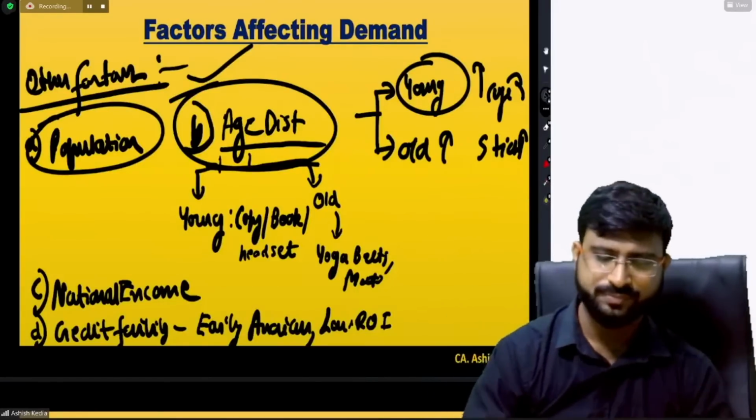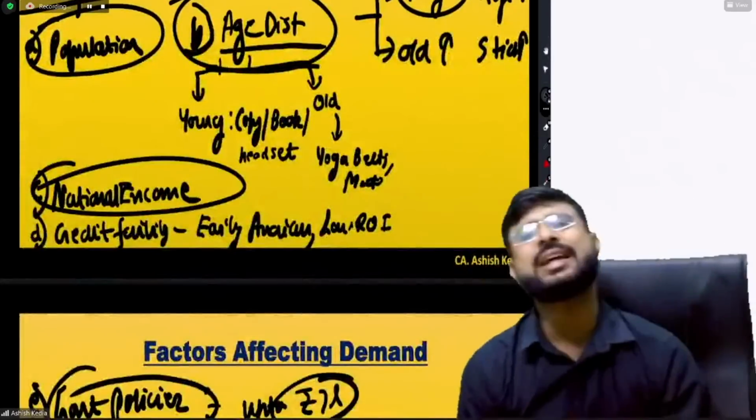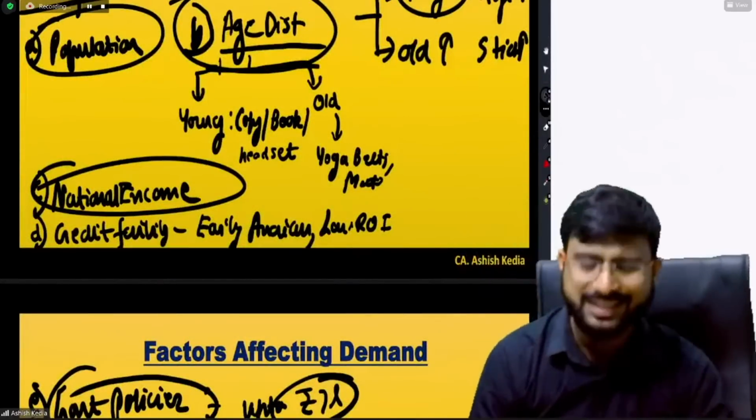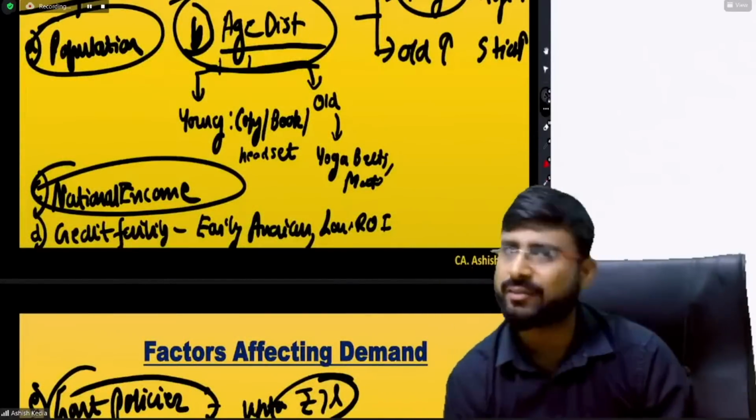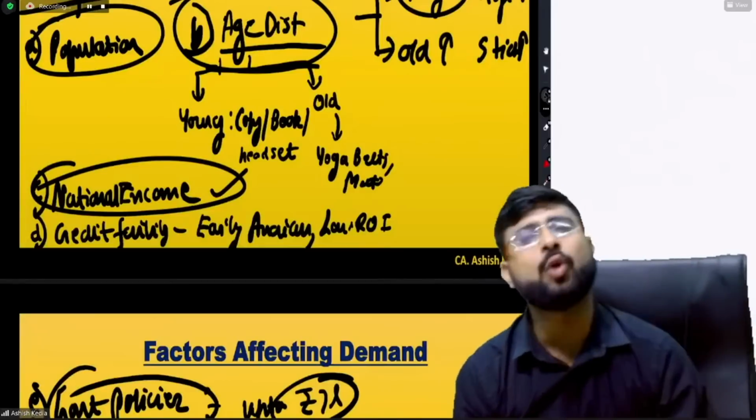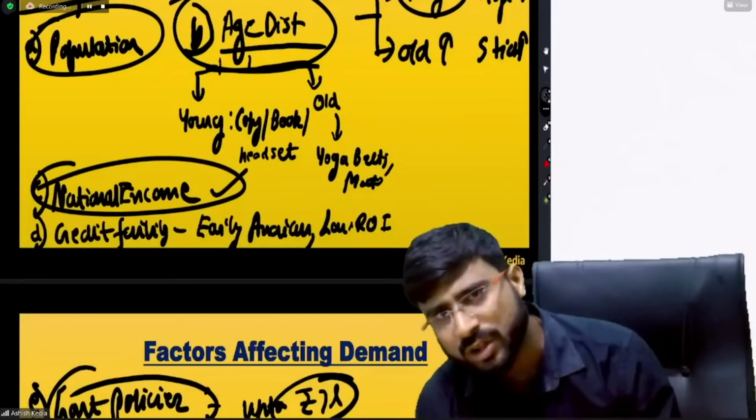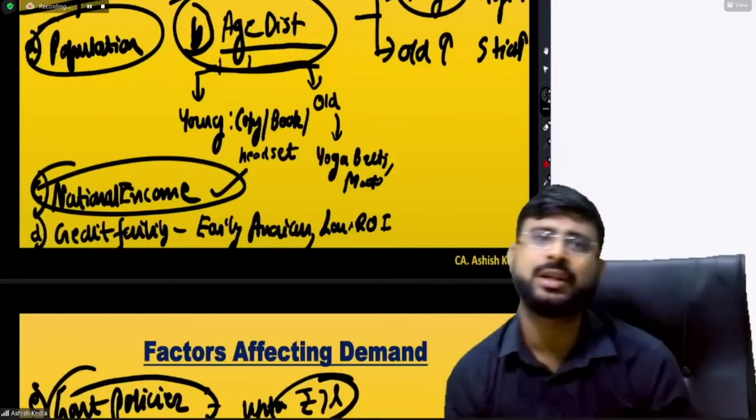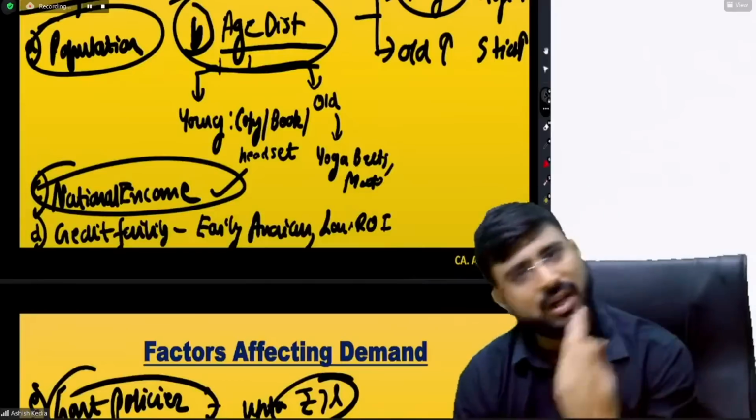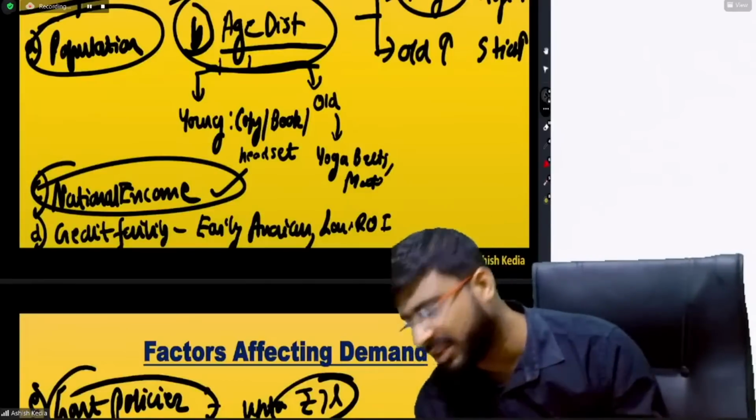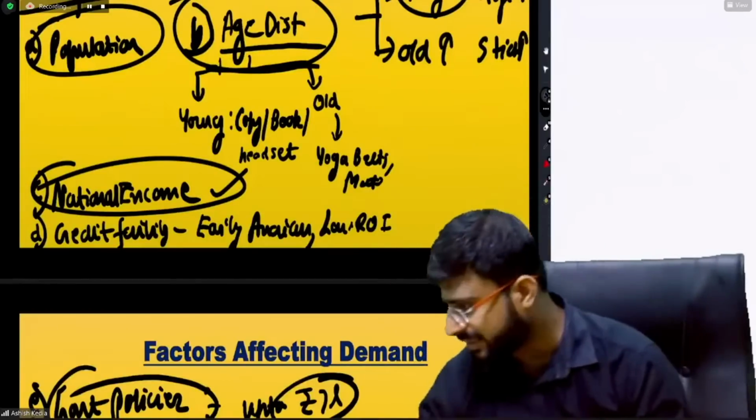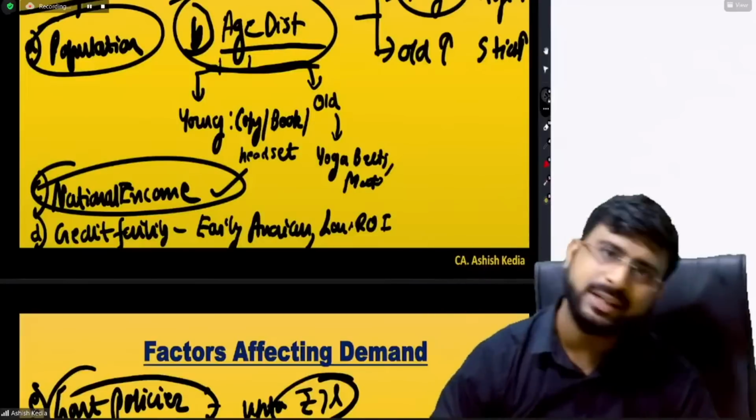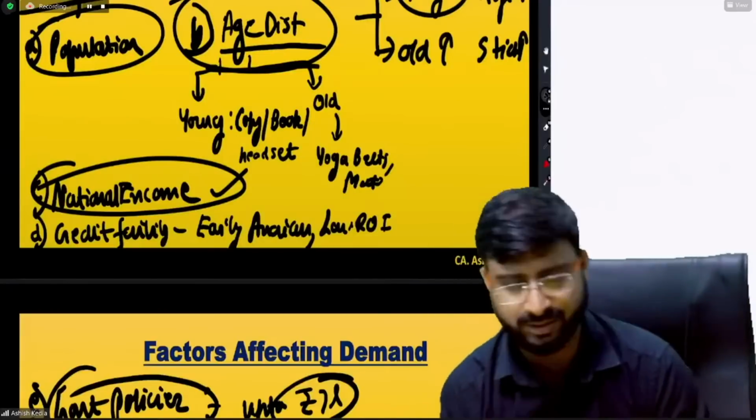Right, very good. National income, or the income of the people. Obviously, if people have more income, that is, if the country has more income, demand will be more. If the country has less income, demand will be less. I hope it's crystal clear, friends.